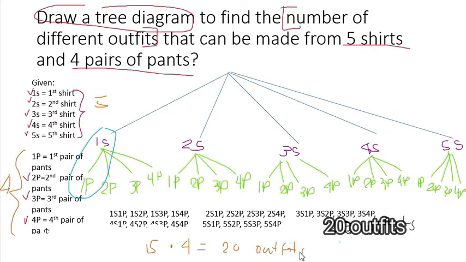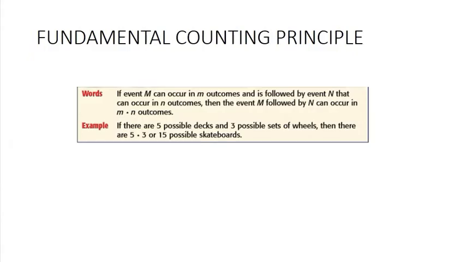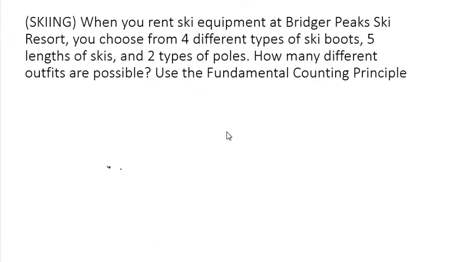All right, let us continue with more examples. We just have to multiply them. Let's go to this example. When you rent ski equipment at Bridgerford Ski Resort, you choose from 4 different types of ski boots, 5 lengths of skis, and 2 types of poles. How many different outfits are possible? All you need to do here is to multiply.